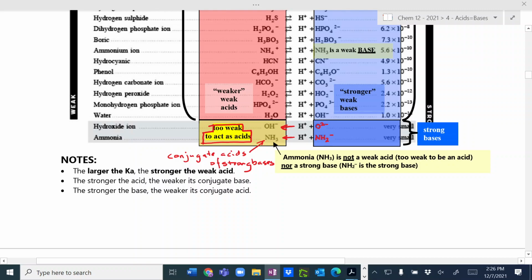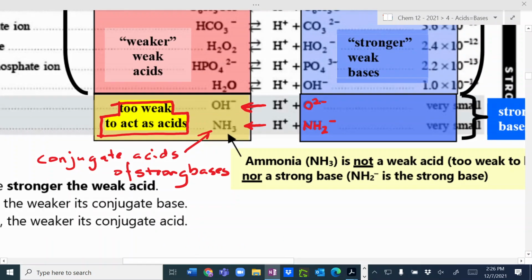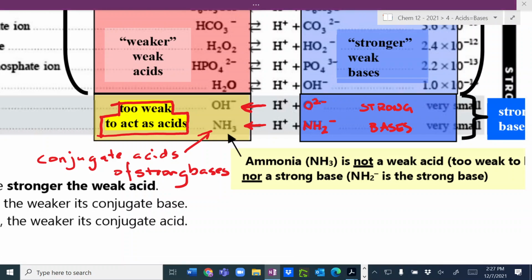Who is the strong base? Ammonia is not the strong base. NH2 minus is the strong base. These are our strong bases. So ammonia is not a weak acid. It is not a strong base. It's on the wrong side of the table. What is ammonia? Can you find ammonia somewhere else on the table? Take a look on your table, see if you can find ammonia somewhere else.